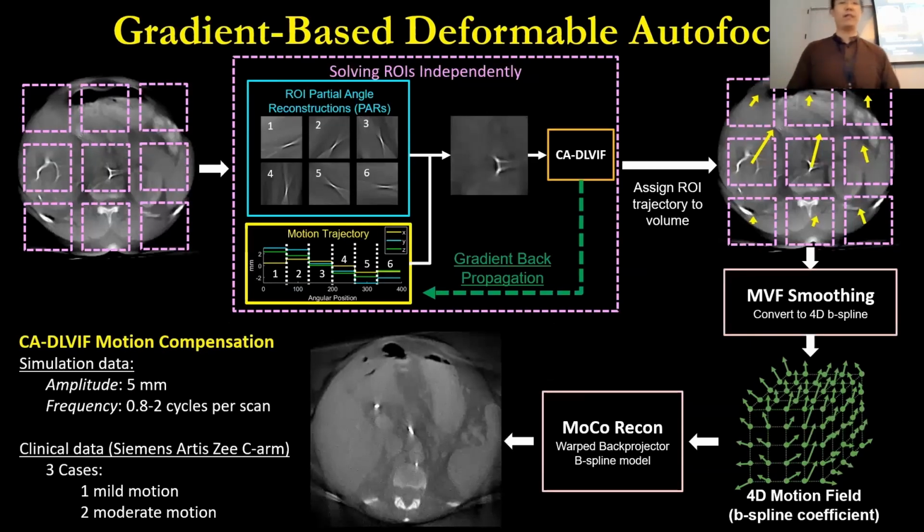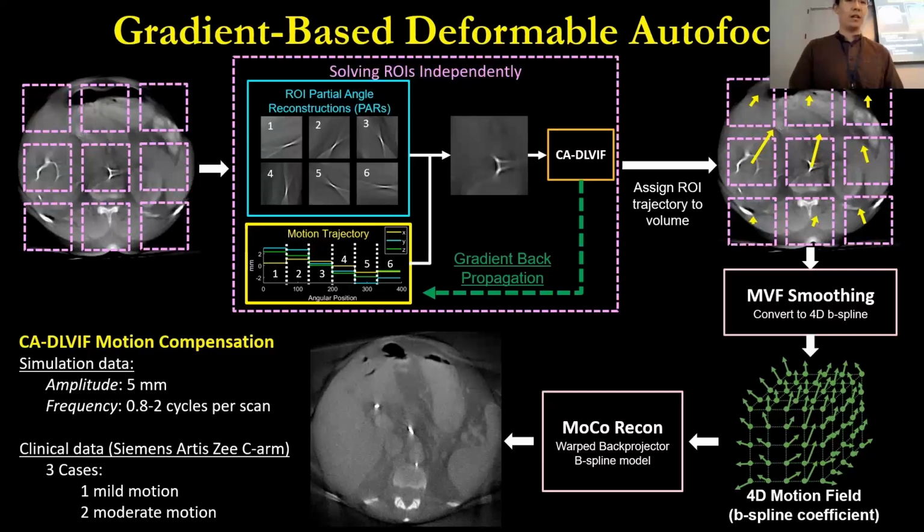Since the DLVF has decent performance, we decided to put it into the actual deformable motion compensation. Since it's a neural network and it's fully differentiable, we developed a gradient-based deformable autofocus framework. We start by taking the RIs from the motion coordinated reconstruction, and then we solve the RIs independently. To enable the backpropagation of the gradient from the DLVAF, we used the partial angle reconstruction, or PAR for short.